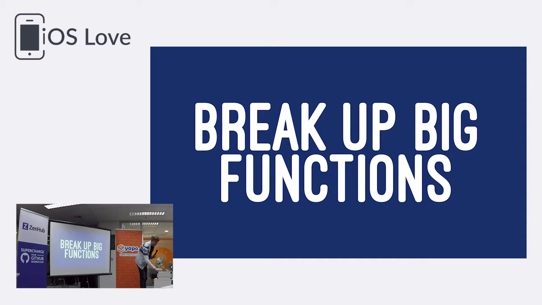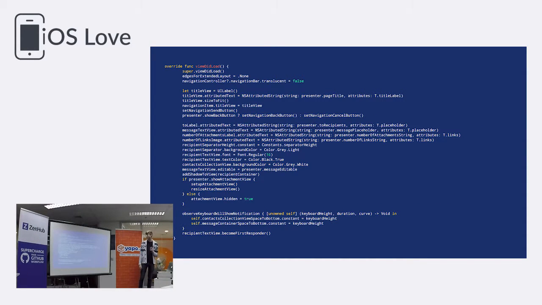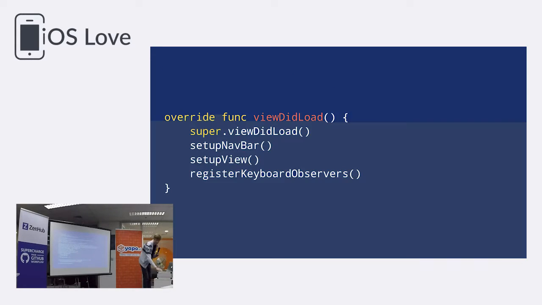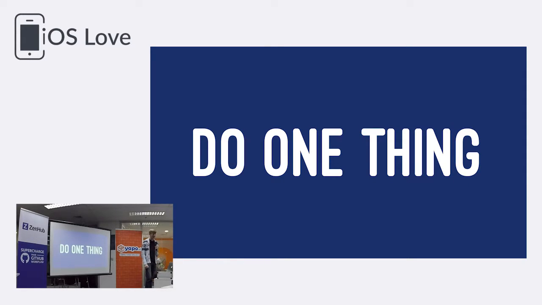Breaking up big functions. This is a not so uncommon viewDidLoad method. All these different blocks of text do different things, set up different parts of the view. So instead of this, breaking it up, having a bunch of small methods that each have a good name, and then putting all the details down lower, gives you something like this at the high level where you just see, okay, I'm setting up the navbar, setting up the view, registering some observers. It's very easy to scan through. And once you do break this up, make sure that all these things only do one thing, or that a class only has one responsibility.